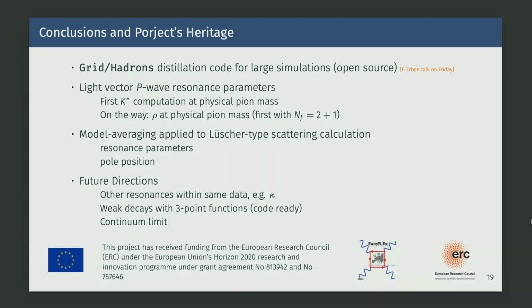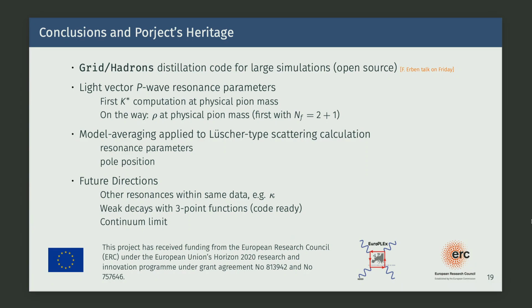So for doing this computation, we developed the distillation code in Grid and Hadrons, if you're interested in that. It's open source. Felix is going to talk more about that in detail on Friday. And we have the resonance parameters also for the light vector P wave. The K star is the first computation at physical pion mass. The rho is not the first, it doesn't matter too much, but just saying. And also we applied model averaging to the Lüscher formalism, both in the fit range choice and also the pole position. You can do model averaging or whatever you want, just choices that I made here.